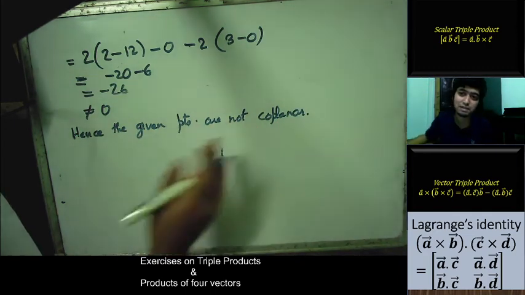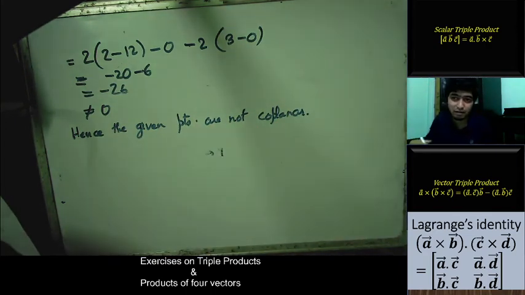So this is a very simple exercise. You just have to remember that if it is a question about coplanarity, you must use the scalar triple product.